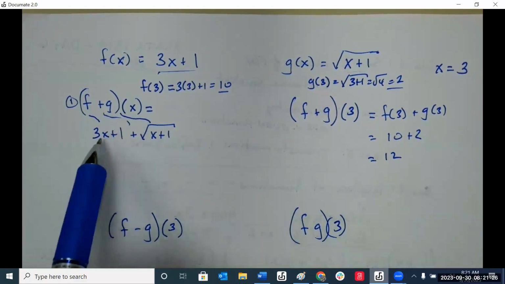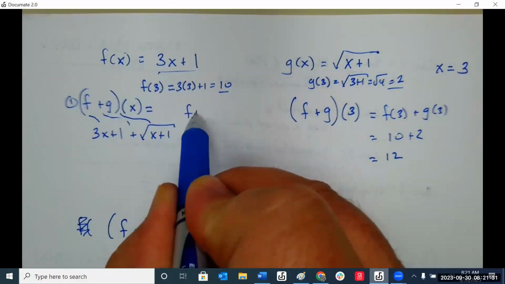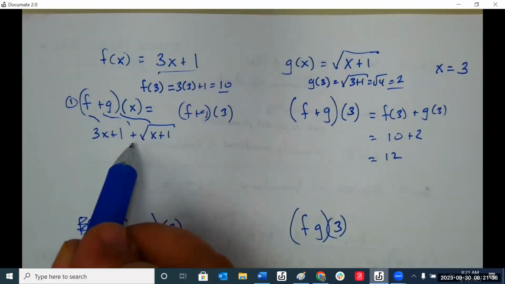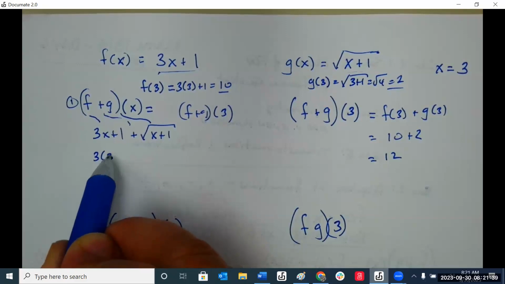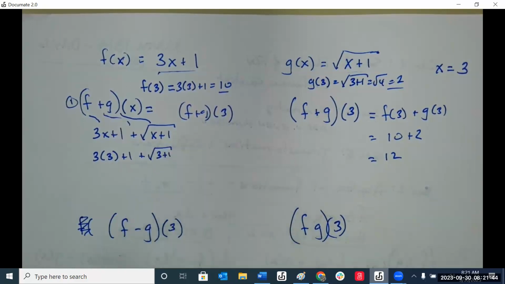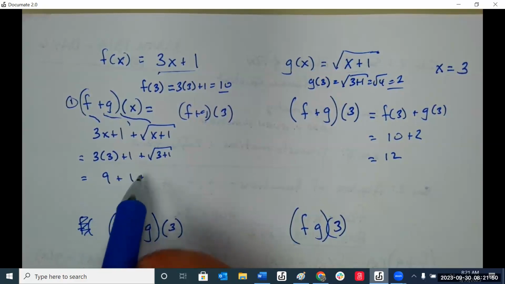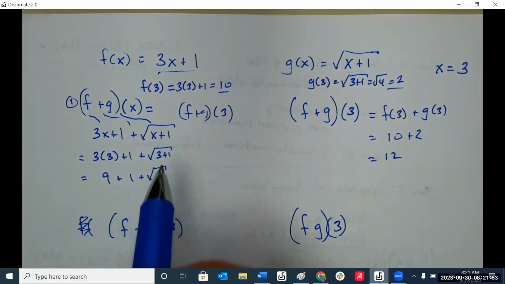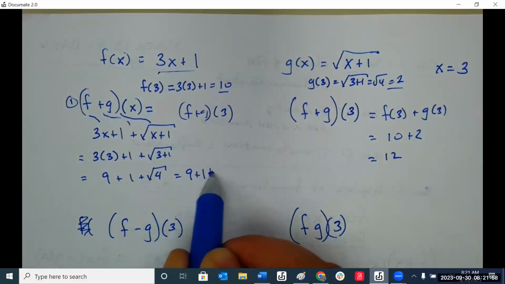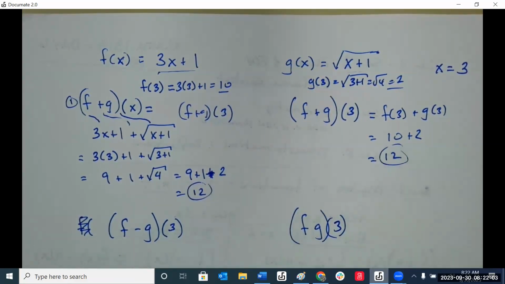Well, let's look at if we did it the other way. In other words, if we did f plus g at 3. So anywhere we see an x, put a 3. 3 times 3 is 9, plus 1, plus the square root of 4. Square root of 4 is 2. So it equals 12. So they equal the same thing.